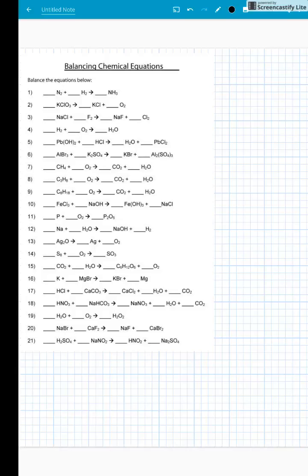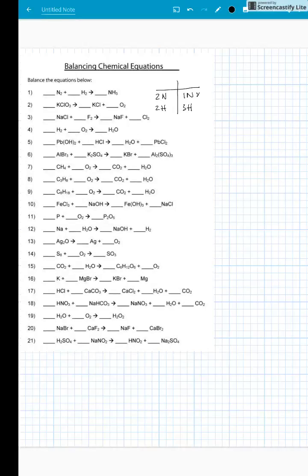So here's a couple more examples of balancing equations. Let's see. We have N2H2, and it creates NH3. So let's see. Wait, this is gonna be a weird one. So let's see. We have two N's, two H's, one N, three H's.